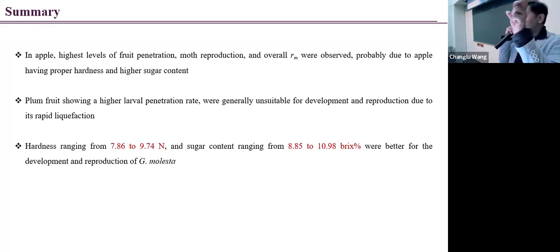So we measured which amount is needed in this work. We found that hardness, that is the firmness, ranging from 7.86 to 9.74 Newton, and sugar content ranging from 8.85 to 10.98 Brix is the better range where they can produce more, or it can be a good food source for Grapholita molesta.